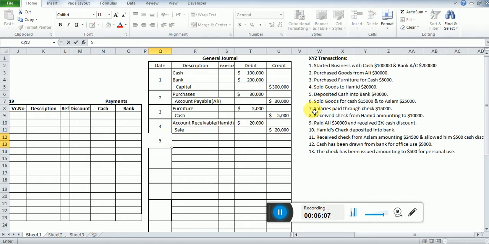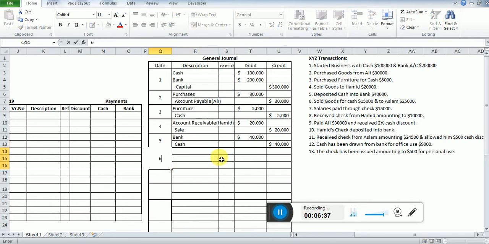Okay, number 5, we have deposited cash into the bank account. So here you have to debit the bank account and you have to credit the cash account. Okay, how much value is deposited here? Look, 40,000 dollars. Okay, dear students, why is the bank account debited? Because our asset in the bank increases and our cash in hand decreases. That is why one asset increases and another decreases.